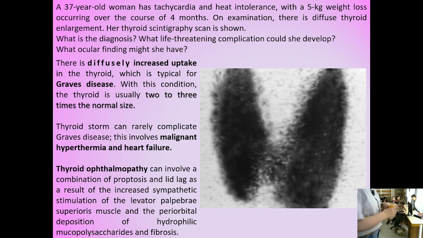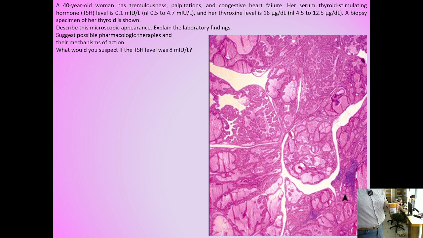And of course, we have hyperplasia, but without nodules. Not a nodular goiter, a diffuse enlargement of the thyroid gland. And when this is quite acute, this could cause malignant hyperthermia and heart failure. And we have thyroid ophthalmopathy, which might be a permanent complication of hyperthyroidism if we leave this entity untreated. So it might cause permanent damage.